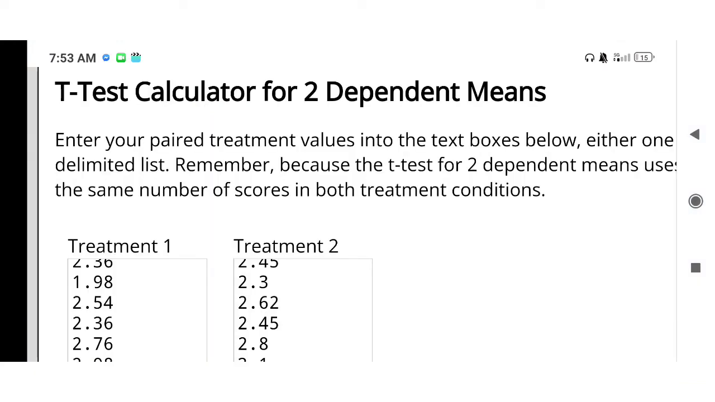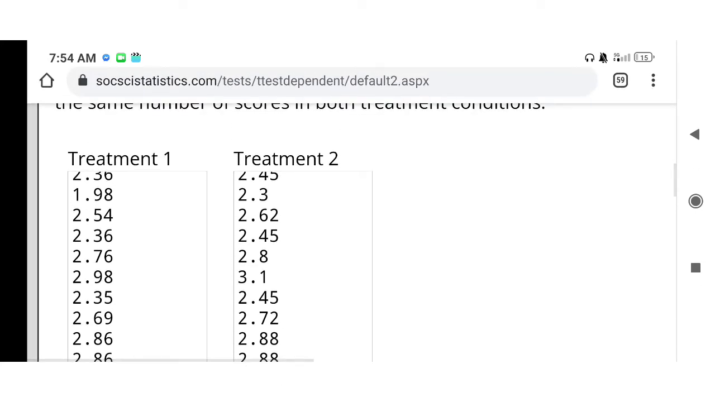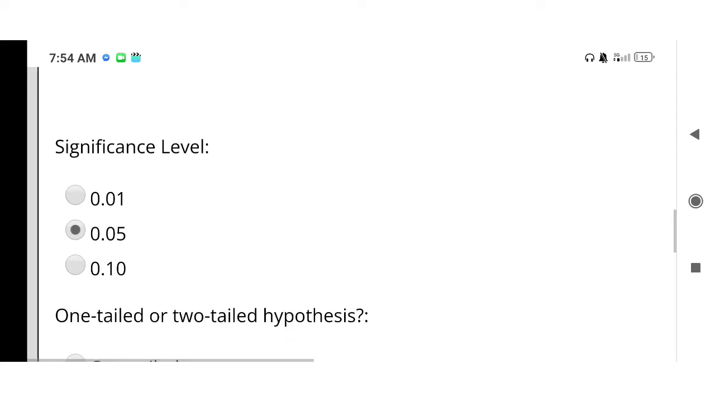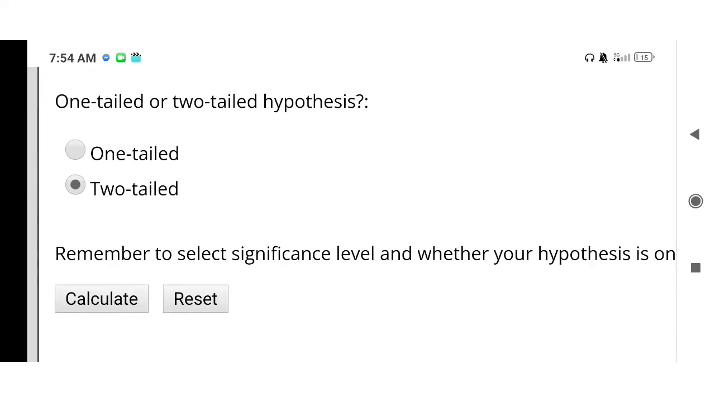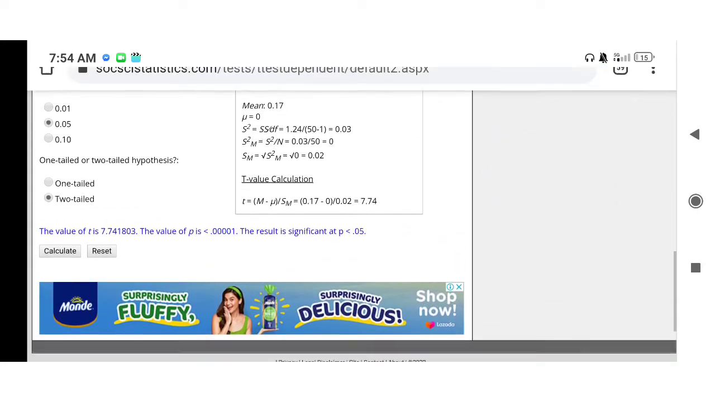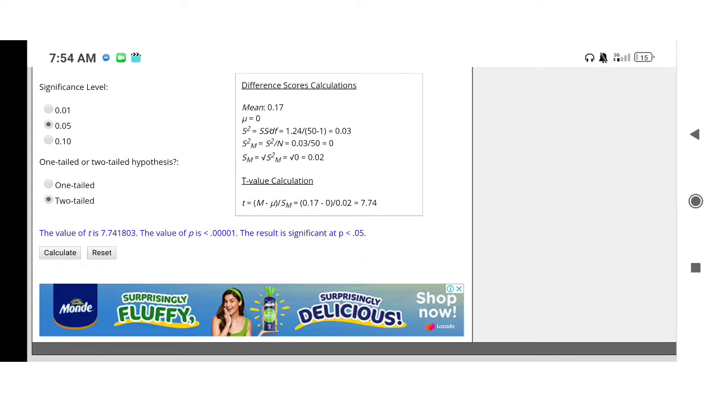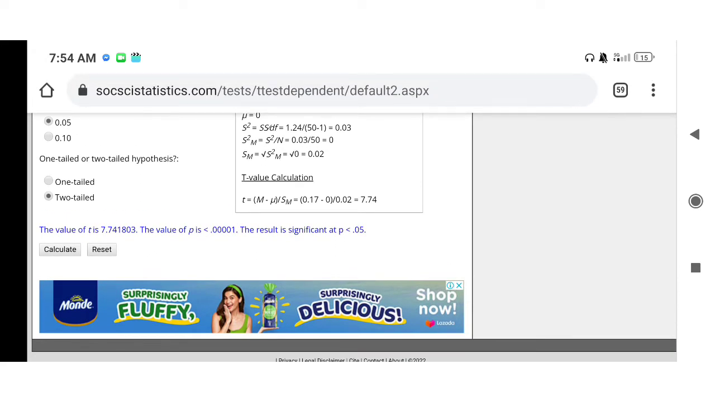So we are now in the t-test calculator for two independent means. We already pasted the data samples for treatment 1 and data samples for treatment 2. The significance level is set to 0.05 and the hypothesis should be two-tailed. So these are the results. The value of t is 7.741803, and the value of P, or the probability value, is less than 0.00001. So the result is significant at P less than 0.05.